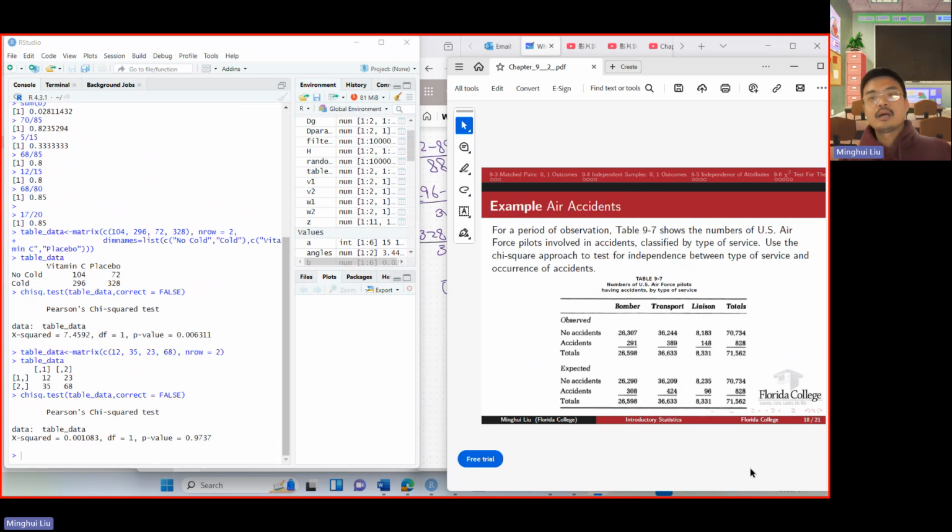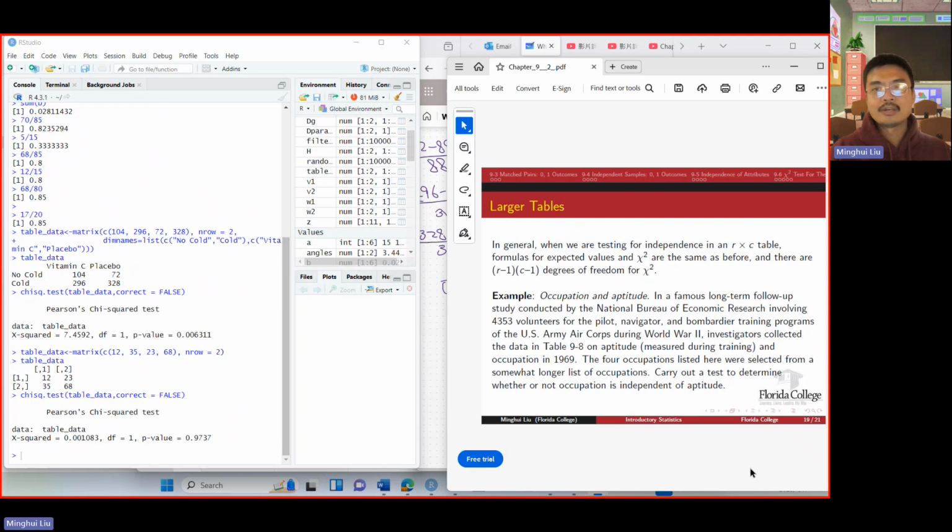All right, great. There's another example, error accidents, and I would encourage you to come back to this example after we do the next example. So don't worry about this for now. We'll come back. Well, you can come back to this and do the chi-square test. And for the larger tables, remember the degree of freedom is equal to R minus 1 times C minus 1. Just reduce the number of columns by 1 times the number of rows reduced by 1.